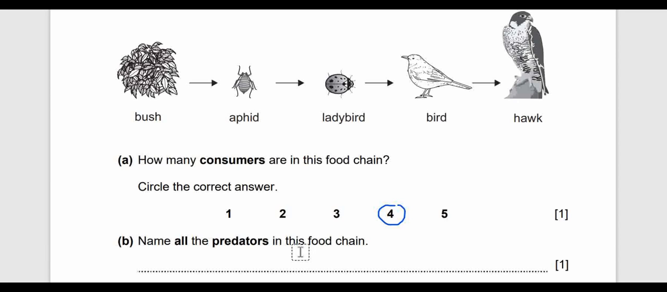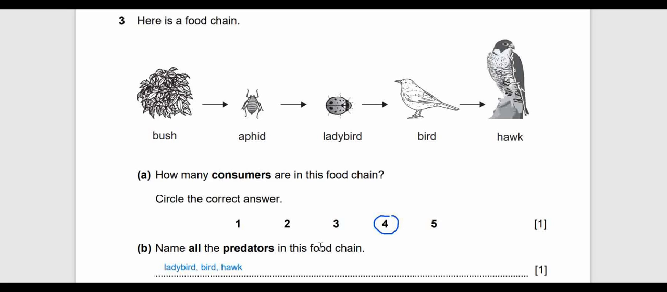Alright, let's open up the answer. Here we go. All the predators in this food chain are ladybird, bird, and hawk. Predators are organisms that kill and hunt other animals for food. So ladybird hunts aphid, bird hunts ladybird, hawk hunts bird. So starting from ladybird, they are counted as predators. So 1, 2, 3. Next, question 4.